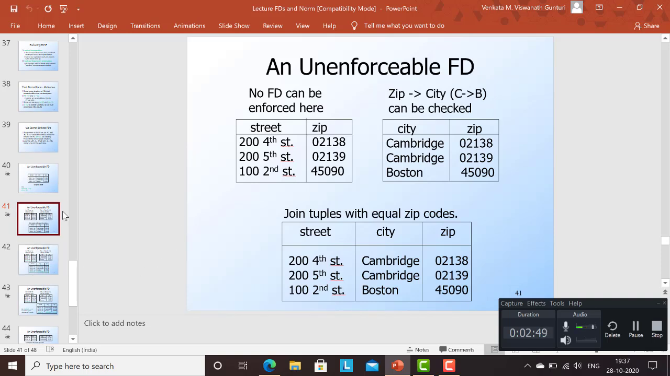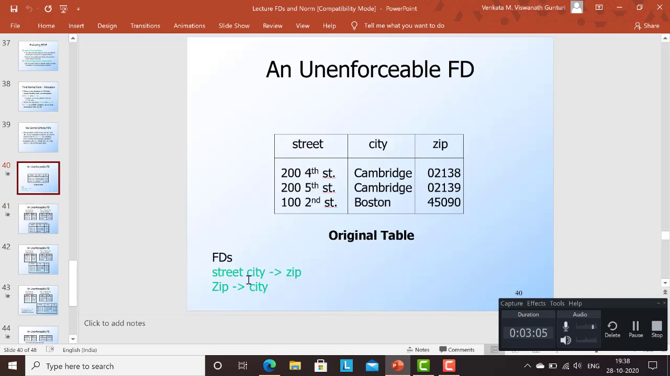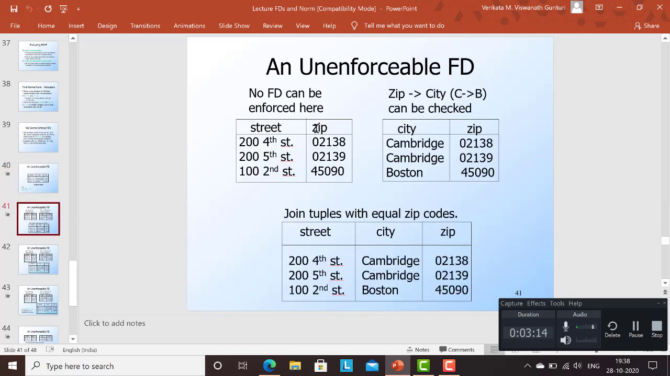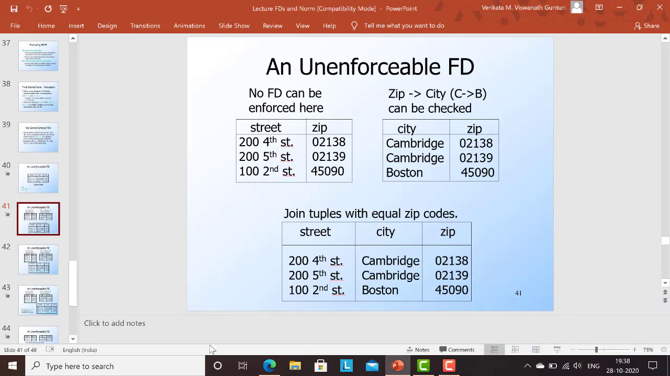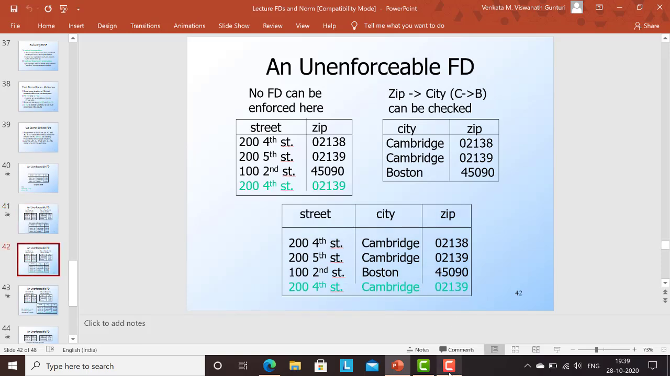In your business logic you had two FDs, but when you created this schema, one FD is now completely missing from it, right? So there is no way you can enforce the FD which says street and city implies zip code. This FD cannot be enforced at this decomposed level. Okay. Now how does that create trouble? Now let's click forward.